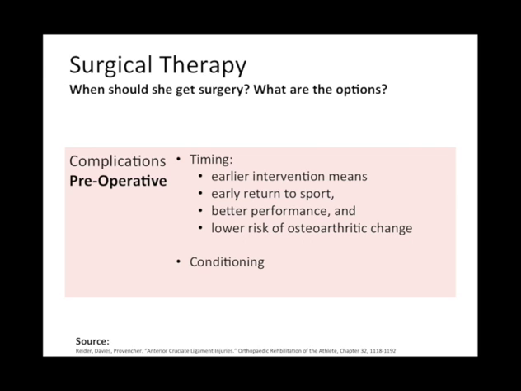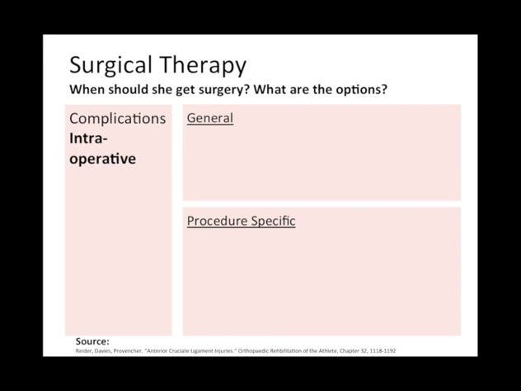Of course, when discussing any operation with the patient, we do have to consider complications. Campbell's Operative Orthopedics, one of the classic texts in ortho, divides analyzing complications into preoperative, intraoperative, and postoperative. Let's consider them in that fashion. Timing is one of the important preoperative considerations. Earlier intervention means earlier return to sport, better performance, and lower risk of osteoarthritic change. There's also some degree of conditioning that has to happen before someone's ready for the OR.